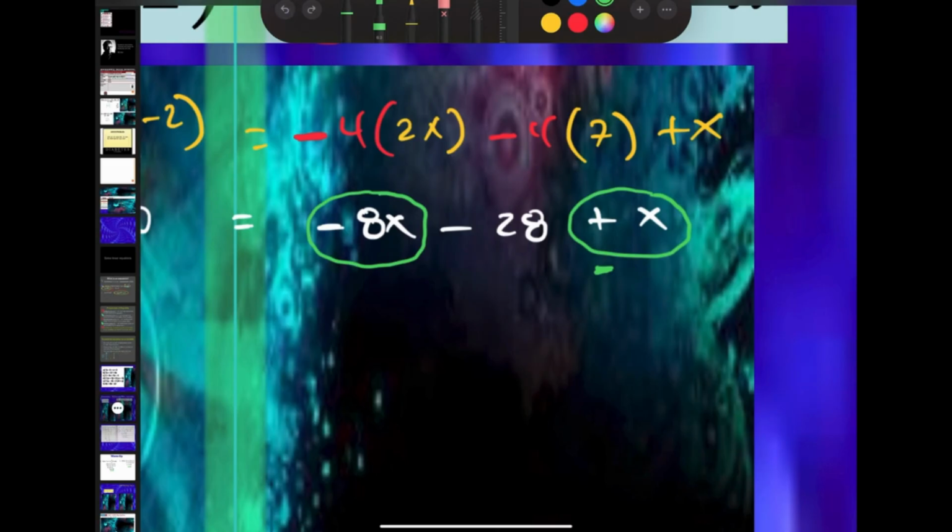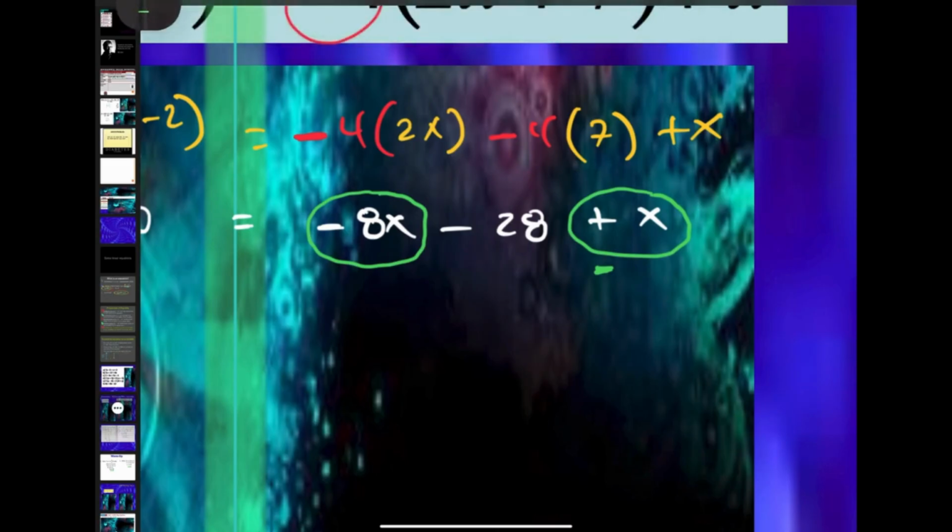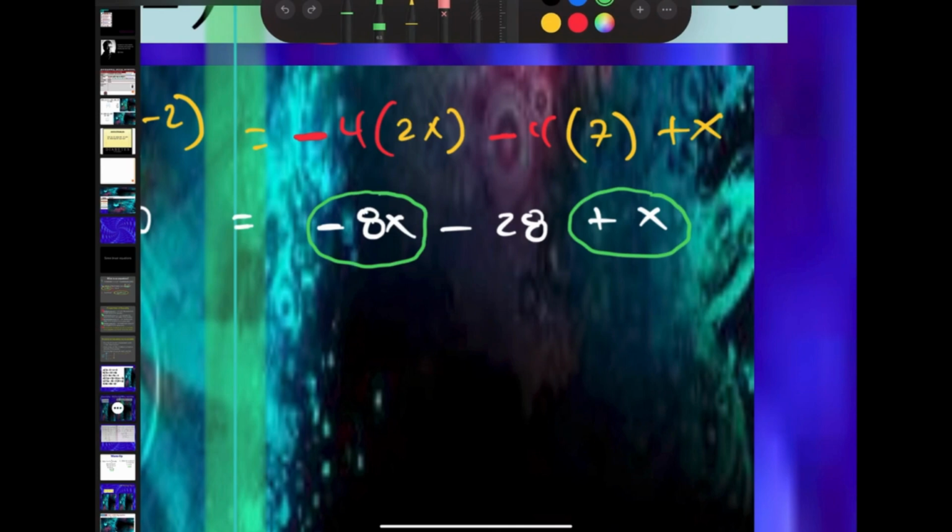If you're on one side, all you have to do is combine like terms. Everyone say combine like terms. And when we combine like terms, all you have to do is look at the coefficient, or the number in front. Class, what's negative 8 plus 1? Negative 7. That becomes negative 7x.